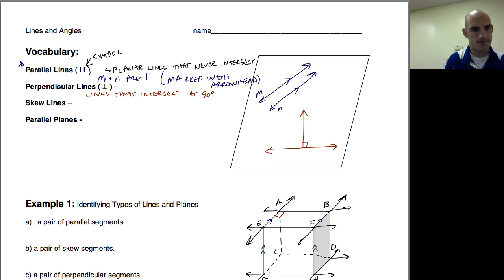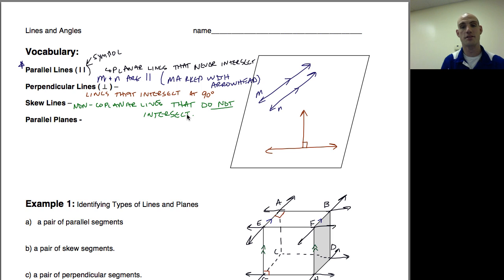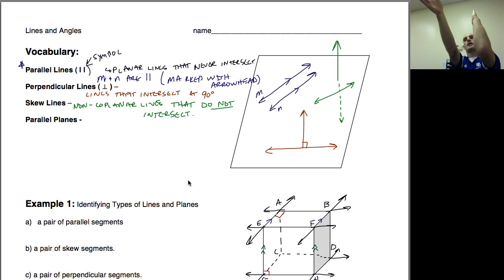Skew lines. Non-coplanar lines that do not intersect. That's the key. They're non-coplanar lines that do not intersect. So if I stick one line on here like this, the other one would have to come up sort of like this, and obviously it would bash through the plane underneath. So we've got one like this and then one that kind of jets off like this.